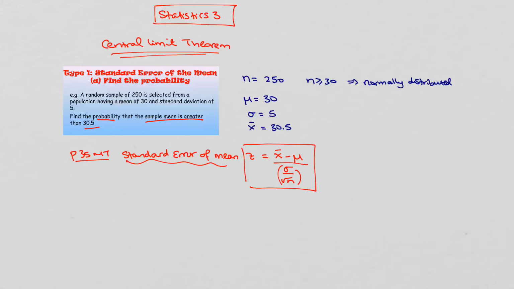We're using this because our central limit theorem comes into play here. So if I get z, that's going to be 30.5 minus the population mean over the standard deviation divided by the square root of n, which is 250. That gives us a z-score of approximately 1.58, corrected to 2 decimal places. So now we have our z-score, and we can find the probability that the sample mean is greater than 30.5.